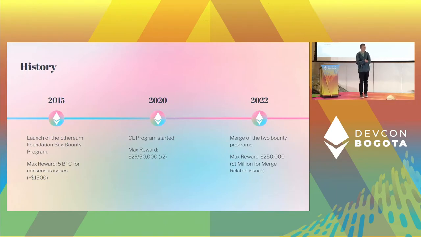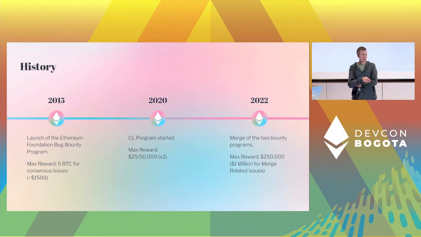And then in 2022, we merged those programs into a single one. We also upped the rewards to 250,000 as the base max reward. And you can also get a 2x for a hard fork. But for the merge itself, we increased it 4x. So we had a 1 million bounty out during the merge.